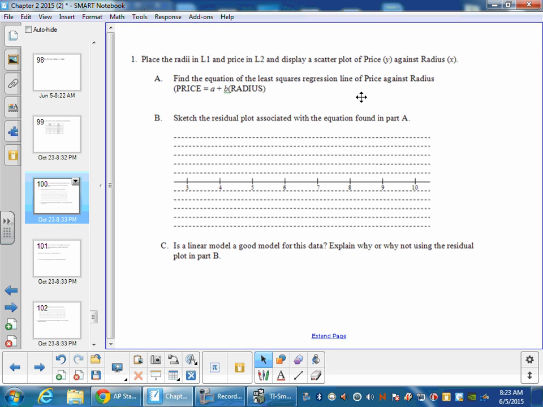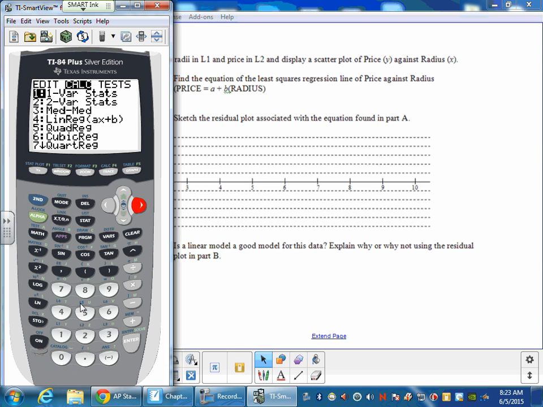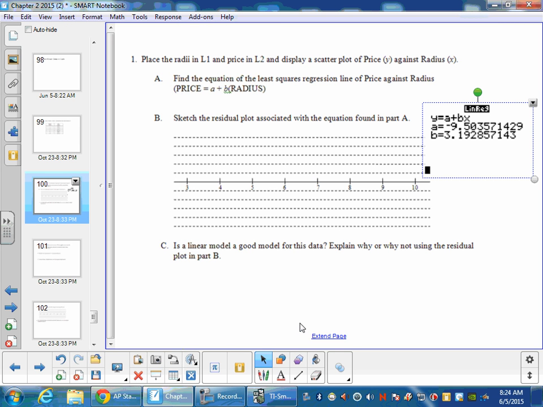Now, once you have that data in, what we want to do is take that data and find the least squares regression line. So we're going to hit stat, calc. I like number 8, L1, L2, and we're going to calculate. And so our least squares regression line is going to be y hat is equal to negative 9.5 plus, let's say, 3.2x.